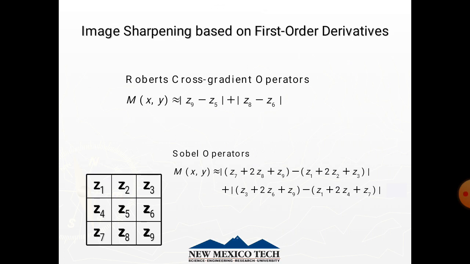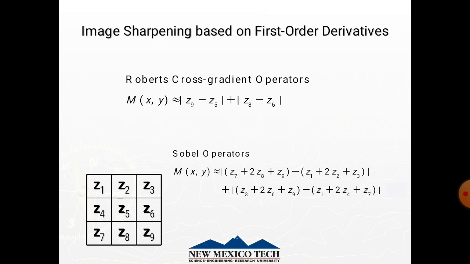So here in this equation, gx is equal to z7 plus 2z8 plus z9 minus z1 plus 2z2 plus z3, and gy is equal to z3 plus 2z6 plus z9 minus z1 plus 2z4 plus z7, right? These equations can be implemented using the mask in this figure.